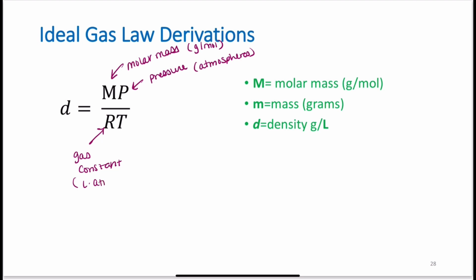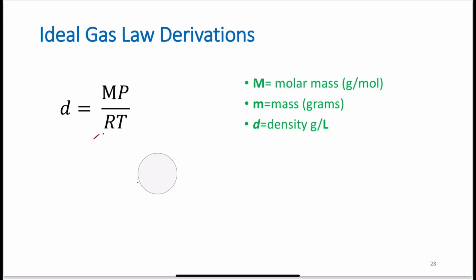So liter atmosphere per mole K, and T is the temp in Kelvin. And density here is grams per liter, which is a little bit different than normal. How did I get here, though? Again, if you don't care about the derivation, skip this part. I don't care. But some students need to see it.